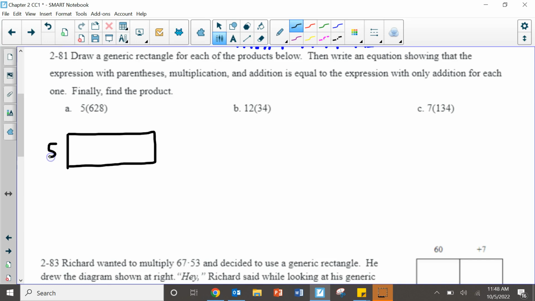So I'm going to put 5 on this side because it's shorter. And then remember, we break up our number by place value: 628. And then we find the area of each of those rectangles. So this one is a 5 by 600, and you should get 3,000. This one is a 5 by 20, and that is 100. And this is a 5 by 8, which is 40.